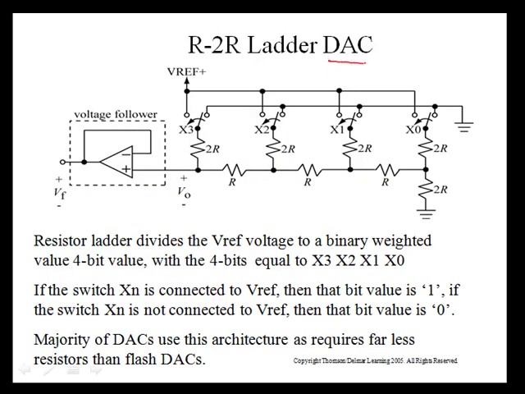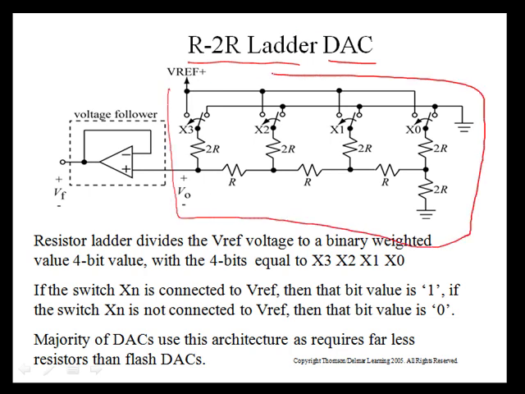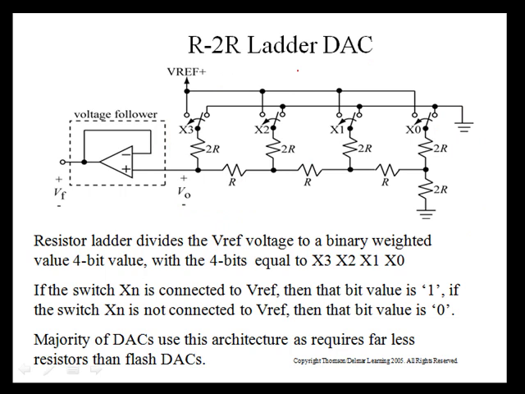So how do you build a DAC? The most common architecture is a very efficient architecture called an R2R ladder DAC. It consists of 2 components. The first component is a resistor ladder. This resistor ladder has 2 values of resistance, R and 2R, and it has switches that connect points in this resistor ladder either to ground or to VREF. This particular diagram here shows a 4-bit DAC.